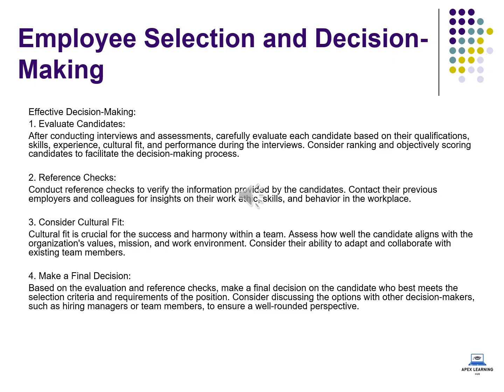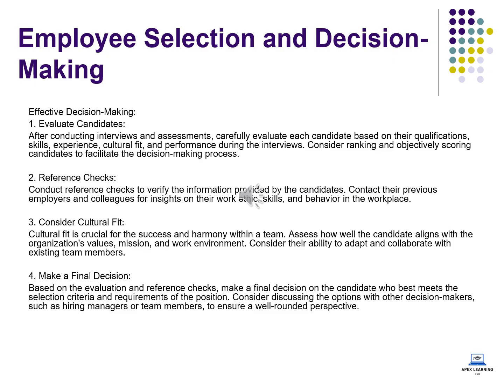4. Make a final decision. Based on the evaluation and reference checks, make a final decision on the candidate who best meets the selection criteria and requirements of the position. Consider discussing the options with other decision-makers, such as hiring managers or team members, to ensure a well-rounded perspective.